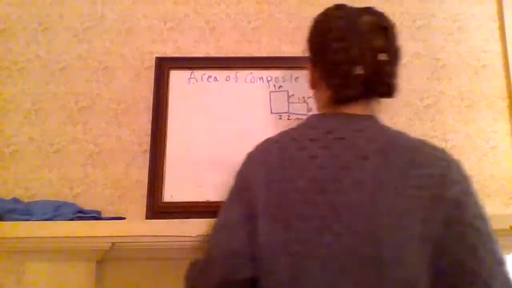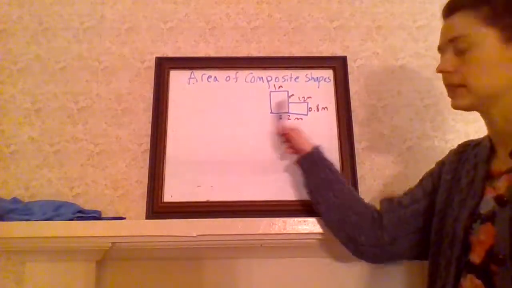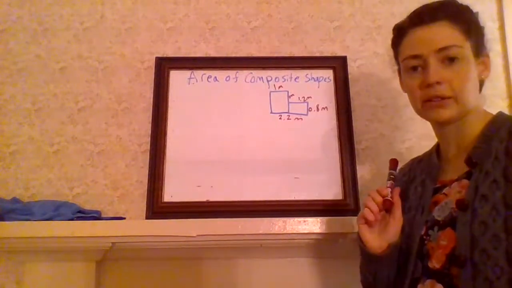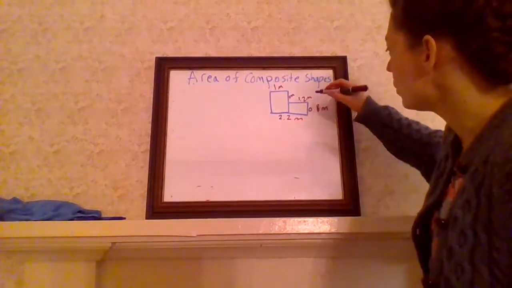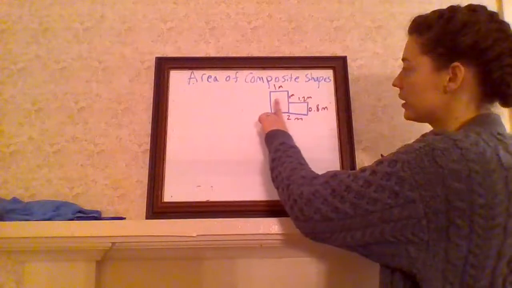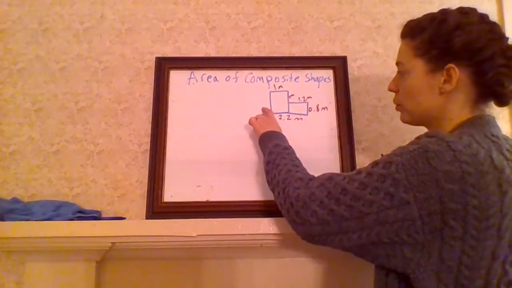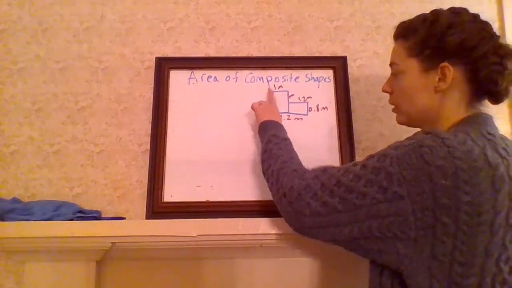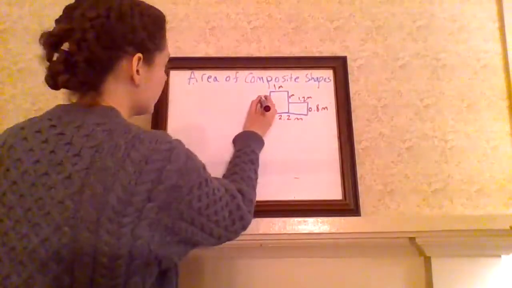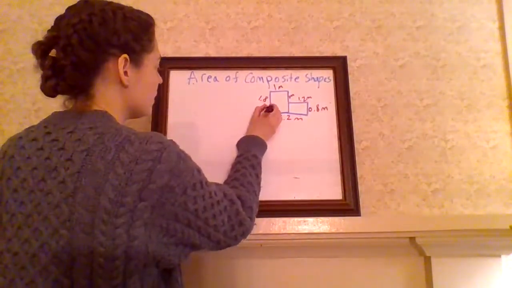Okay, now how could we find what this side is? Can you see what we would add together to get that measurement? So if you imagine that line goes over here, this is going to be 0.8 and 1. So this whole measurement over here is 1.8 meters.